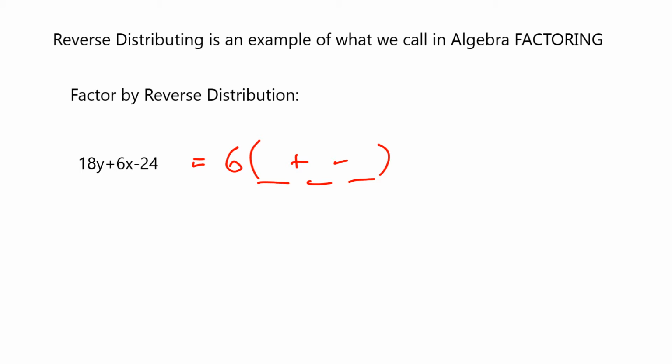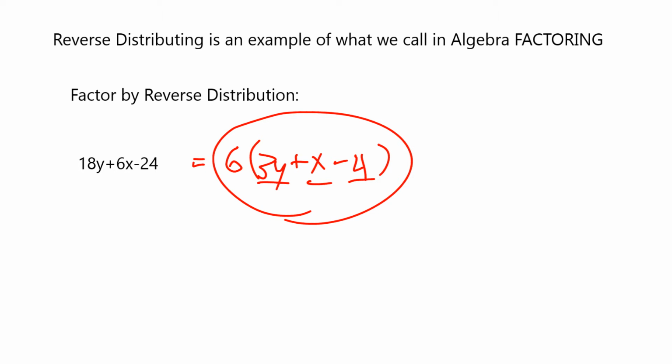Lastly, we can fill in the missing blanks by taking our original term, dividing by our GCF. 18y divided by 6 is 3y. 6x divided by 6 is just 1x. And 24 divided by 6 is 4. We have reverse distributed. We have factored this expression.